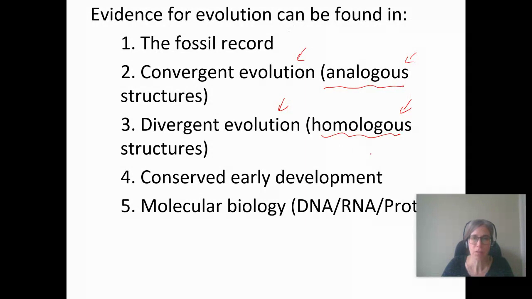Then we'll talk about conserved early development and especially embryonic development. And then finally, we'll talk about molecular biology. It will be actually homologous molecular biology, especially DNA. If 2 organisms have very similar DNA, you can bet they had a common ancestor who had a very similar DNA sequence. And of course, DNA makes RNA and RNA makes proteins. So similar proteins or RNA are also evidence of evolution.